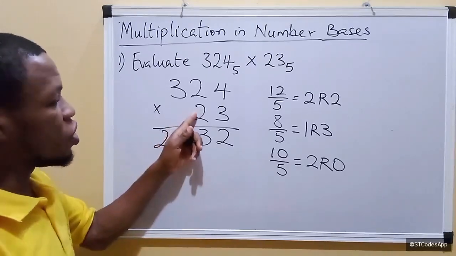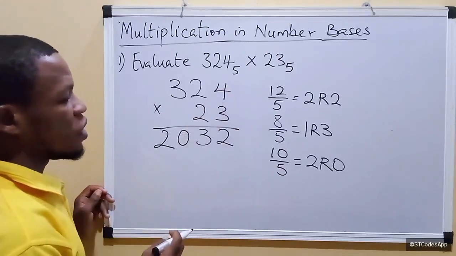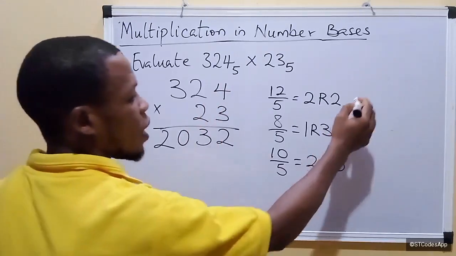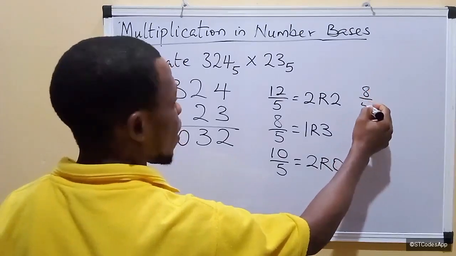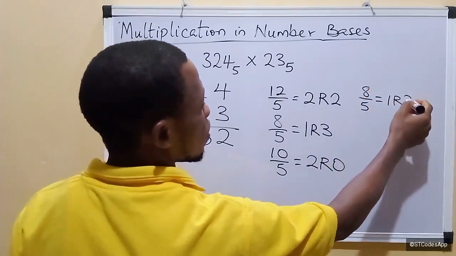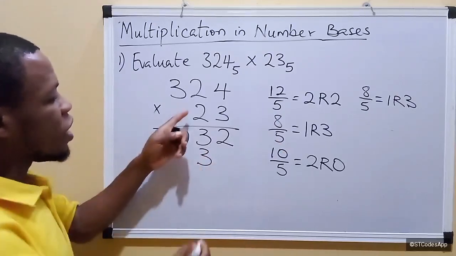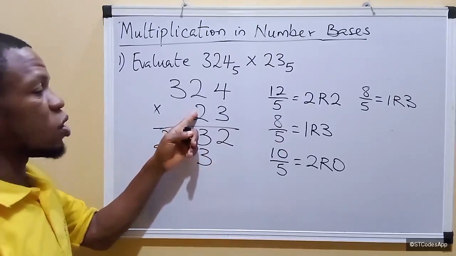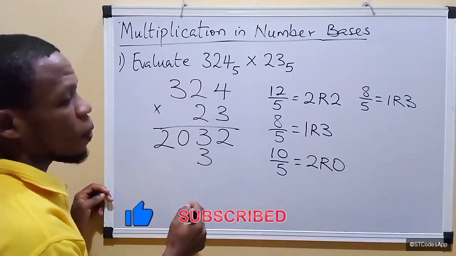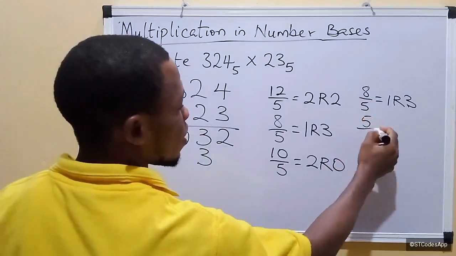So let's go back to the next digit here, because this is long multiplication. 2 times 4 is 8, and 8 is greater than the base, so we simply divide. So we have 8 divided by 5, we have 1 remainder 3. So we are putting down our 3, the remainder, under the digit we started multiplying with, which is 2. The next is 2 times 2 is 4, plus the 1 left here, that is 5. So we have 5 divided by 5.